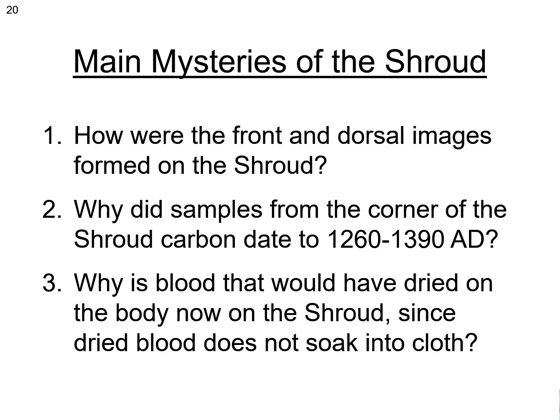With all the previous information as background, I will now turn to the issue of solving the mysteries of the shroud. The three main mysteries are: how were the front and dorsal images formed on the shroud? Why did samples from the corner of the shroud date to 1260 to 1390 AD? And why is blood that would have dried on the body now on the shroud, since dried blood does not soak into cloth?